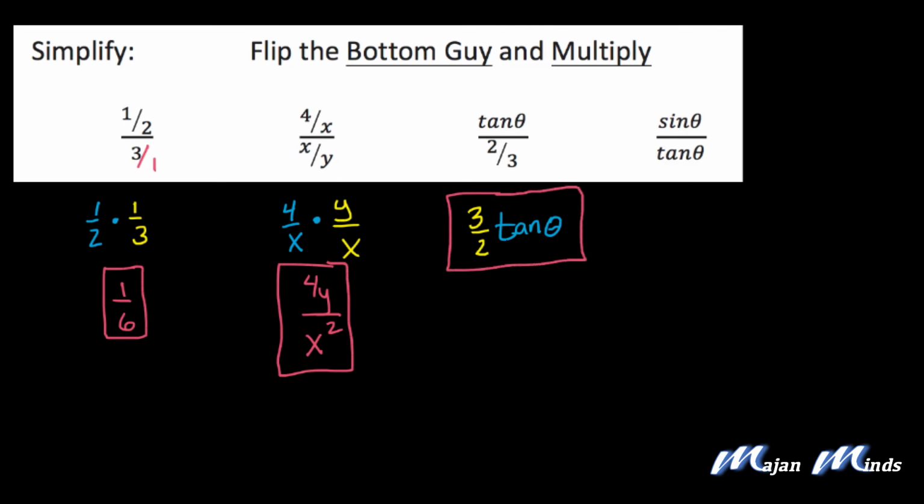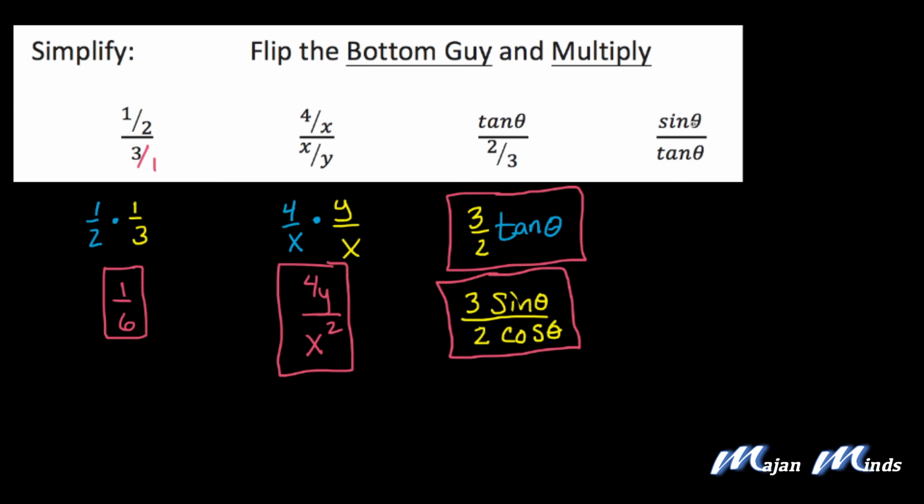Depending on the situation, though, it might be helpful to remember that tangent is actually the same as sine over cosine. So this could also be written as 3/2 sine over cosine. In some situations, that might be what you need to know. Now, I use that one right here to introduce this next one. You've learned that tan theta is sine over cosine. So that's important to know.